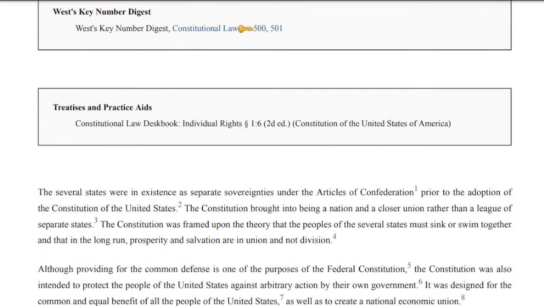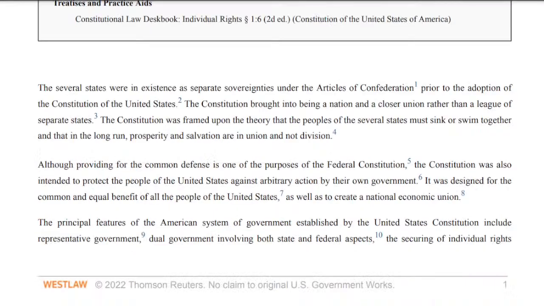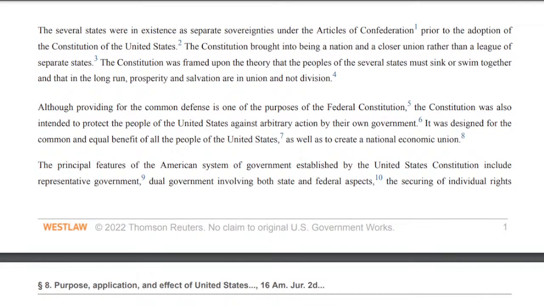And of course, with American Jurisprudence, we have these great treatises and the practice aids. We have the Constitutional Law Desk Book, Individual Rights, Constitution of the United States of America. Great stuff. All right, let's continue.